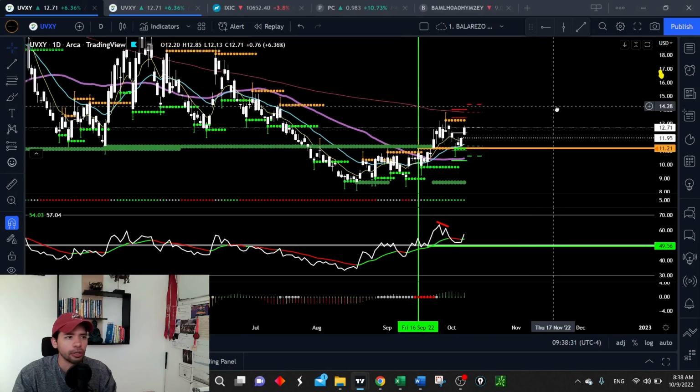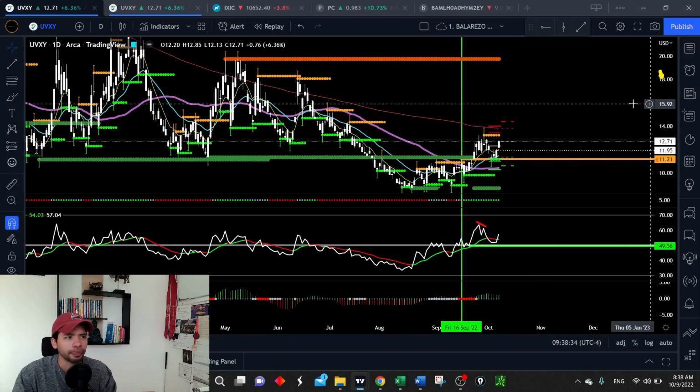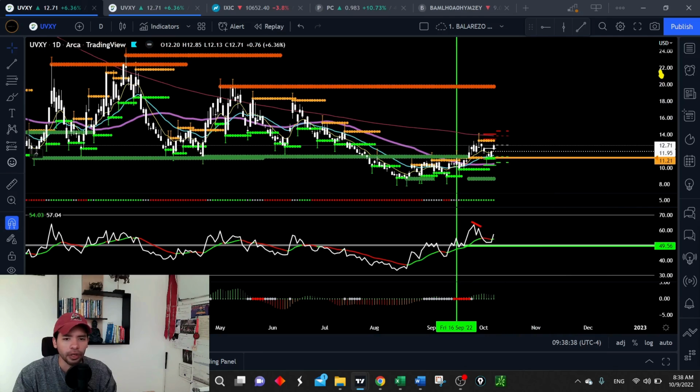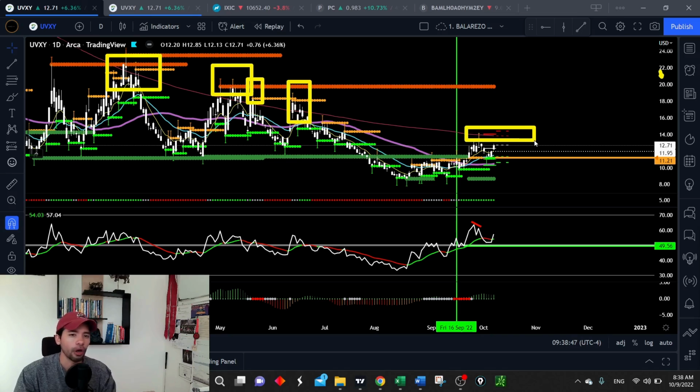But if we just look at some of the past moves in the UVXY, we can see that the 200, which is the pink line in my chart, has acted as resistance multiple times, and the 200 is somewhere around 14 right now. The question is, is that 200 daily going to act as resistance again, and we're going to get rejected and then the market is going to continue to the upside? I actually don't think so this time.